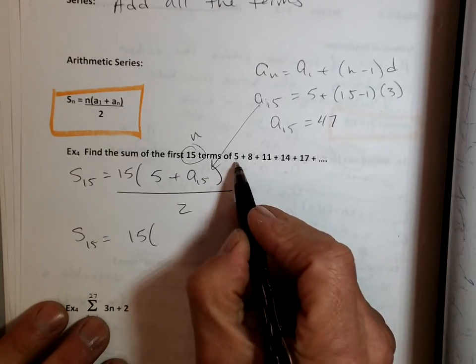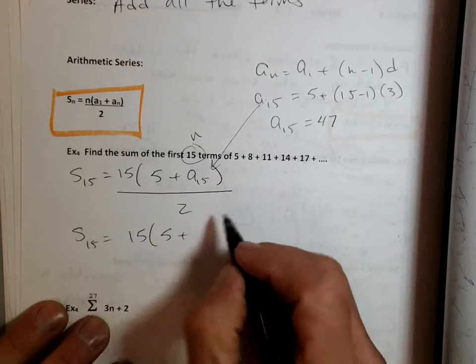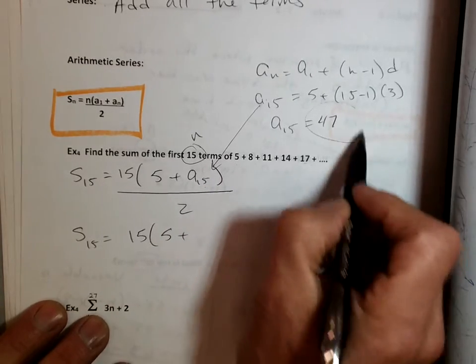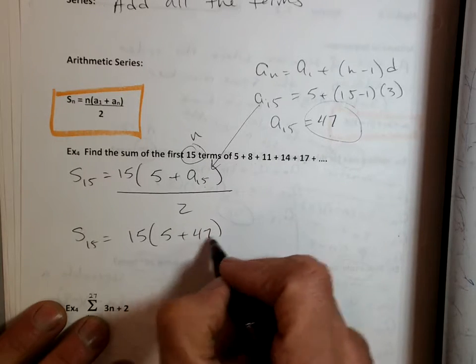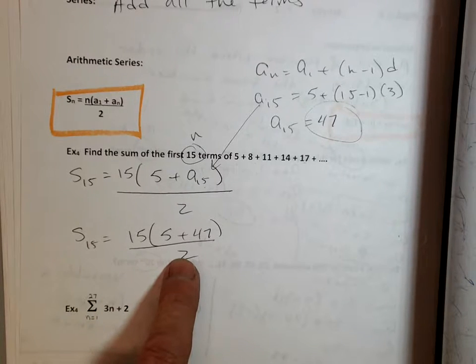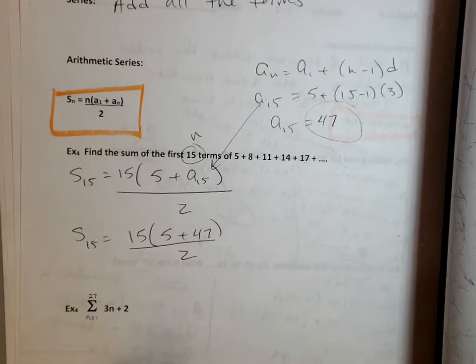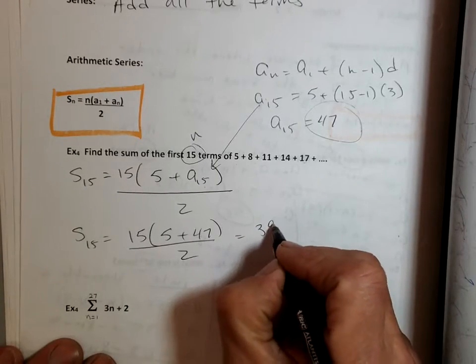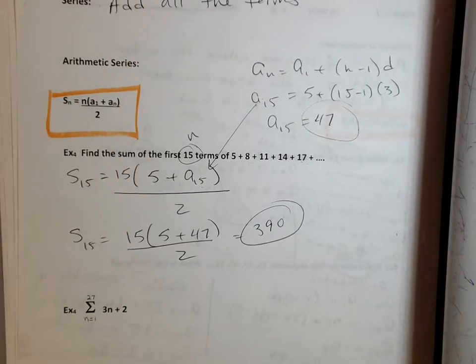A1 is the first term, 5. The 15th term we just found out was 47, divided by 2. And that'll be the sum of the first 15 terms. Better than making them all and adding them all up. Okay, so I'm just going to go 15, parentheses, 5 plus 47, which is 52, times 15 is 780, divided by 2, 390. Sure, before you divide by 2. I would agree with that, okay? Yeah. Okay. Now, how does this help us?